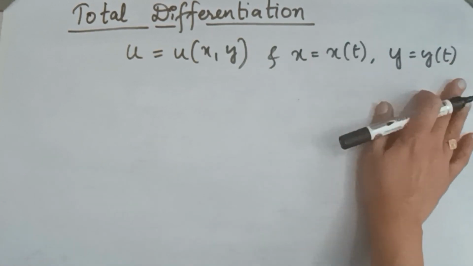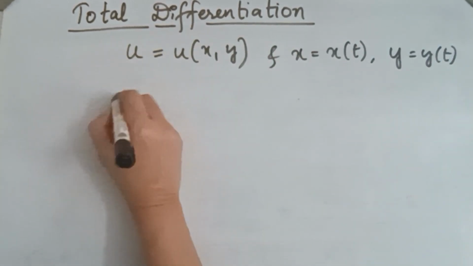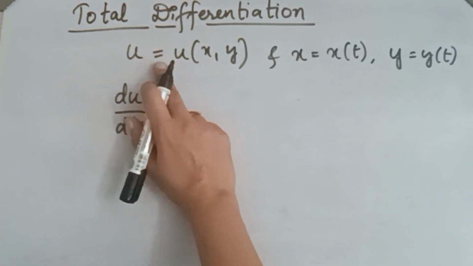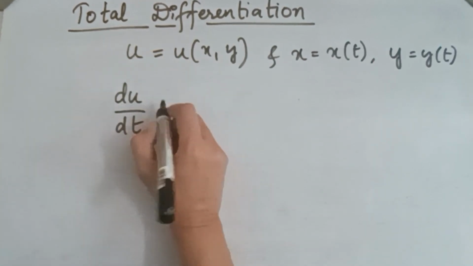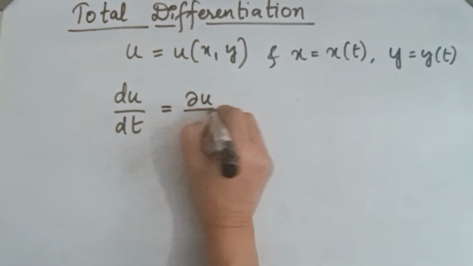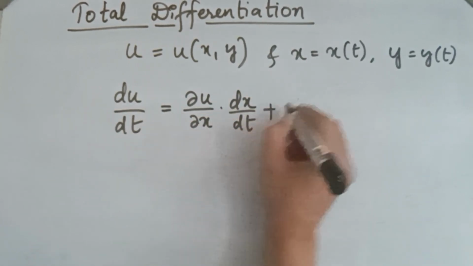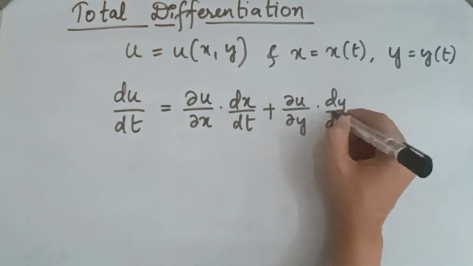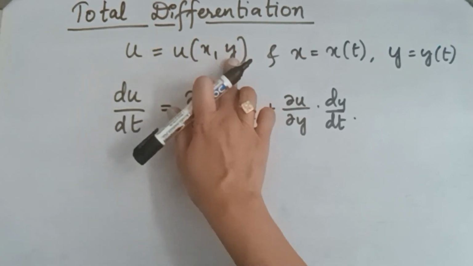So, in this case, the total derivative of u is denoted as du by dt. Total derivative of u is nothing but the derivative of u with respect to t, that is obtained using dou u by dou x into dx by dt plus dou u by dou y into dy by dt. This is because u is a function of two independent variables.